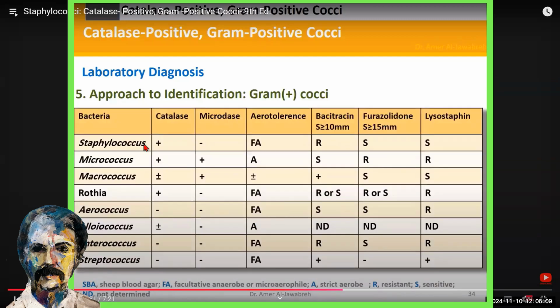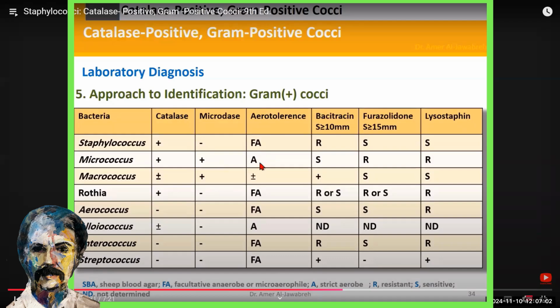This is just a table that illustrates and summarizes what I have talked about. Catalase: all staph are positive. Micrococcus is also catalase positive. Strep, Enterococcus, forget about the others. Microdase, which is modified oxidase: staph negative, but micrococcus positive. This is the only one positive. Forget about the micrococcus and just focus on this. So modified oxidase, which is microdase, 6% reagent, then this is positive.